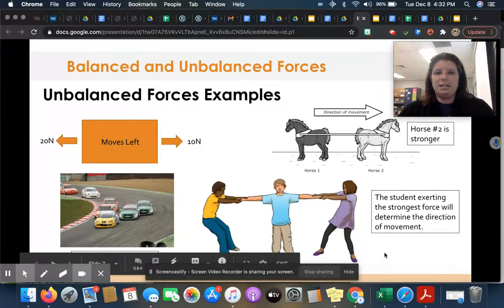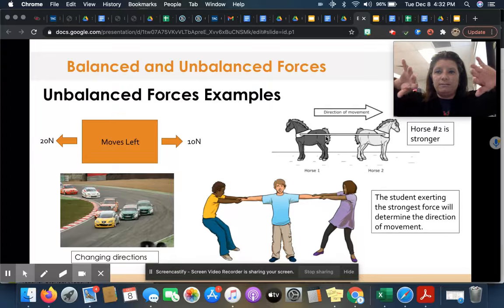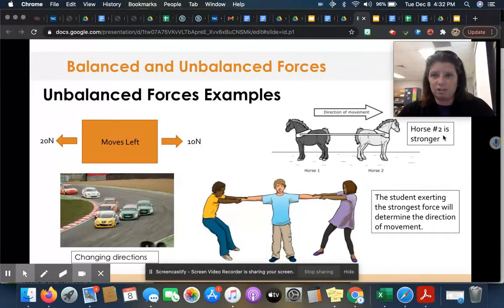So here are some really good examples of unbalanced forces. I have my little horse here. It says the direction of movement is in the direction that horse number 2 is facing, which is to the right. Okay, that means even though they're facing opposite directions, horse number 2 is stronger because it's moving in that horse's direction. That's unbalanced.